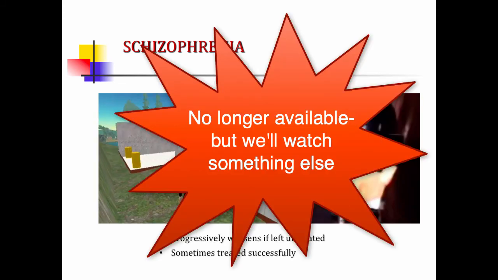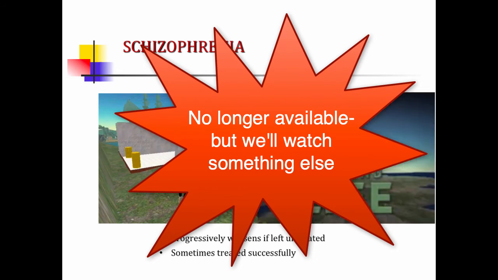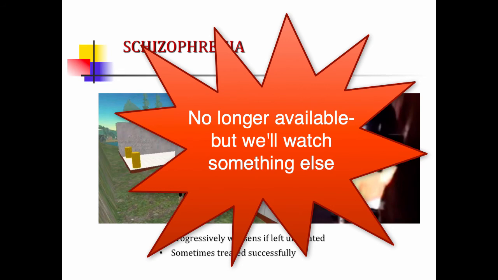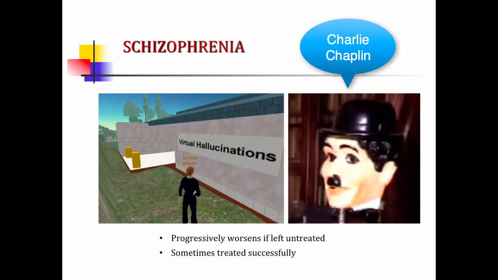In class, I'm going to show you a short clip from Second Life called Virtual Hallucinations, and we'll watch what an individual with schizophrenia might actually see and hear. This guy on the right, this Charlie Chaplin mask, well, stay tuned. The thing about schizophrenia is it progressively worsens if left untreated, and it can sometimes be treated successfully.